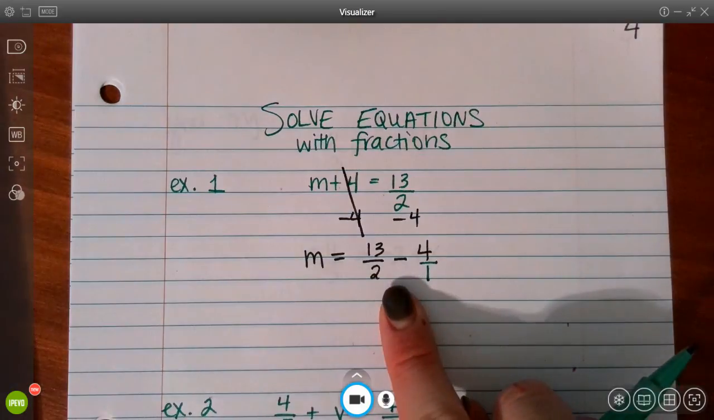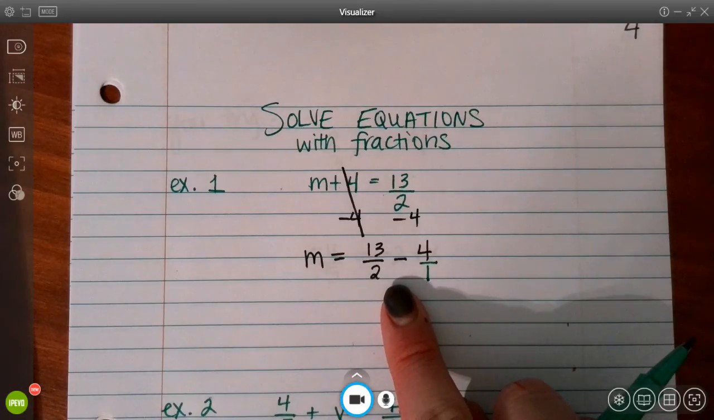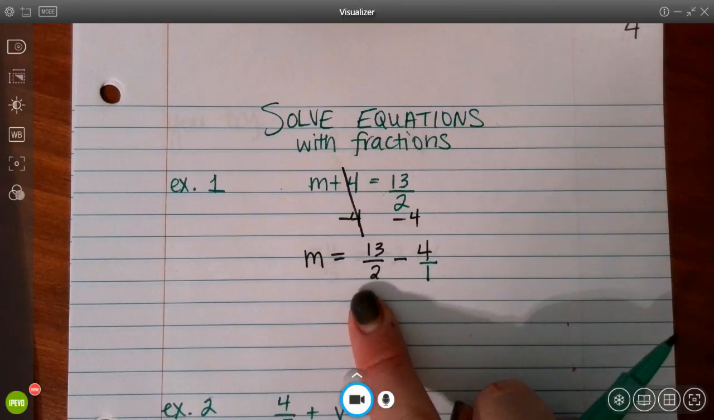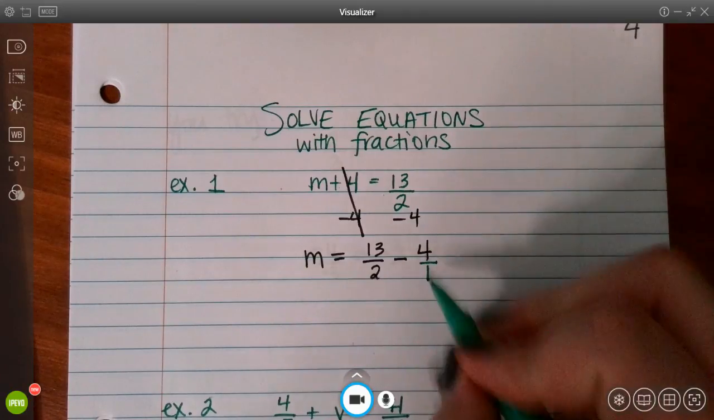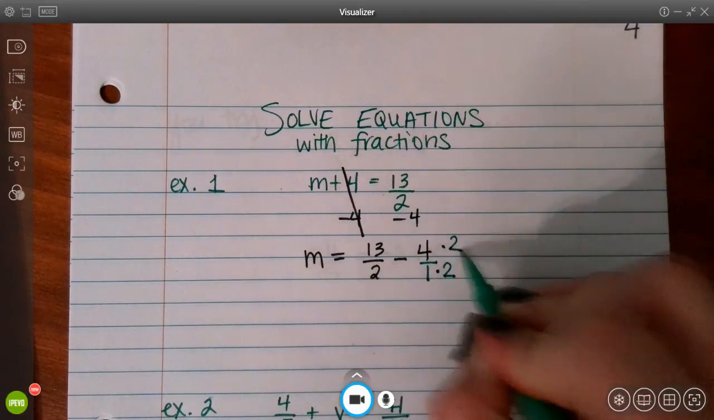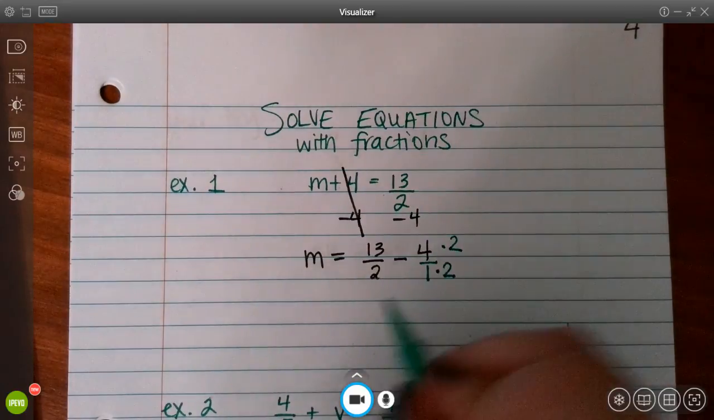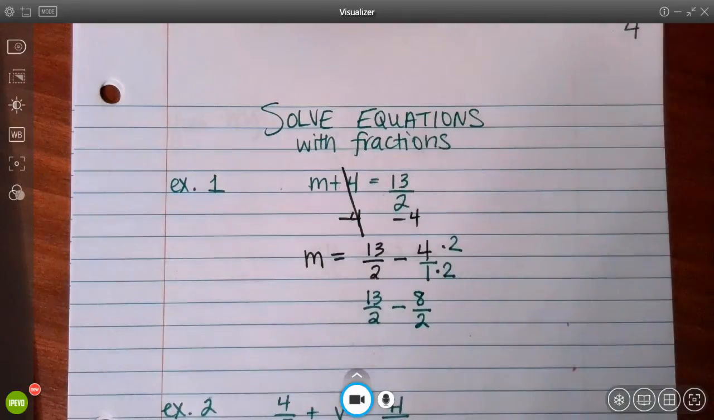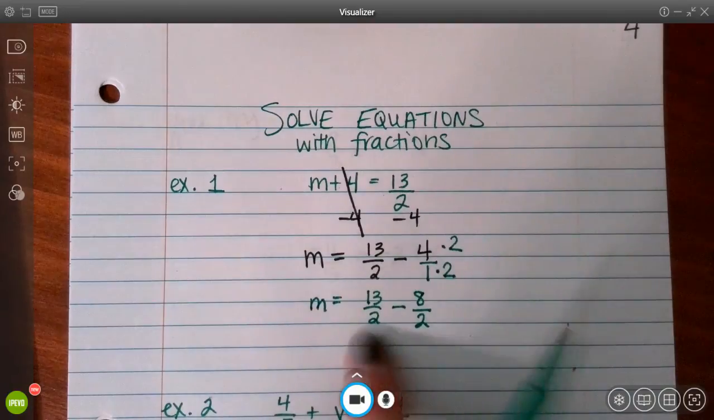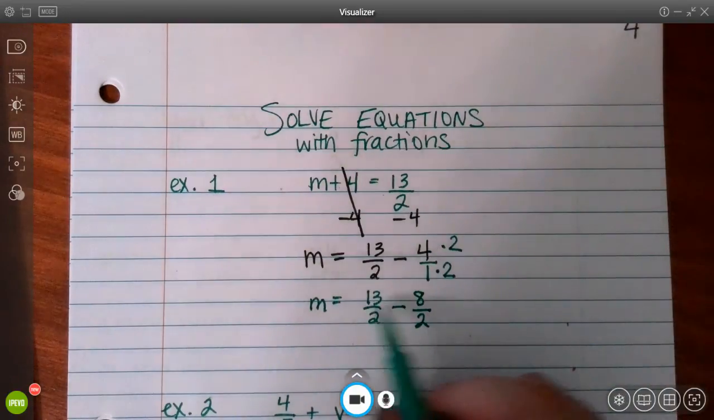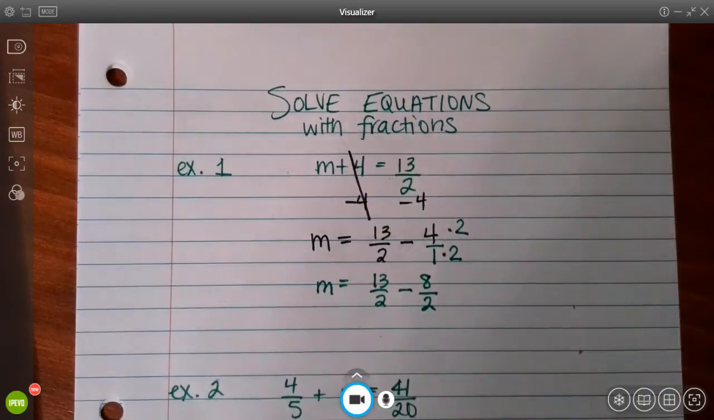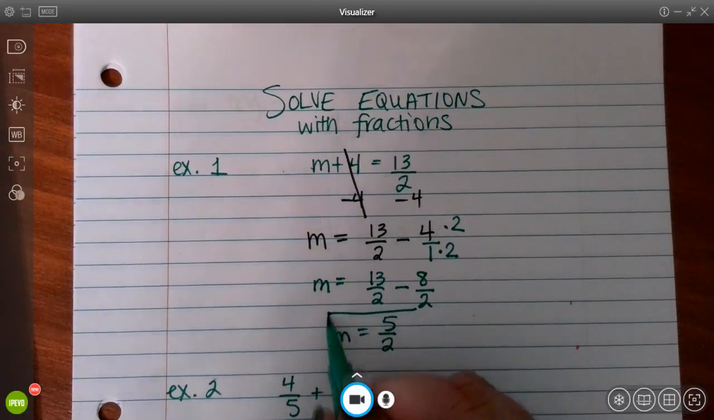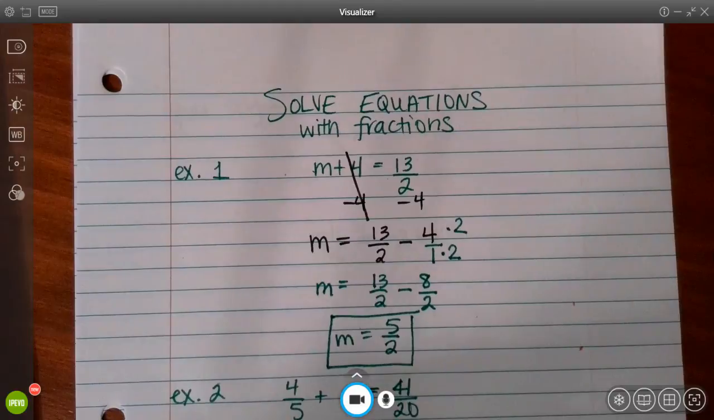And because this is subtraction, similar to addition, I need to have the denominators be the same, and they're not. Well, how can I get these denominators to be the same? Well, I can turn this denominator into 2 by multiplying the top and the bottom by 2. So I get 13 halves minus 8 halves. Now that I have the same denominator, I can continue to solve. 13 minus 8 is 5 halves. So m equals 5 halves.